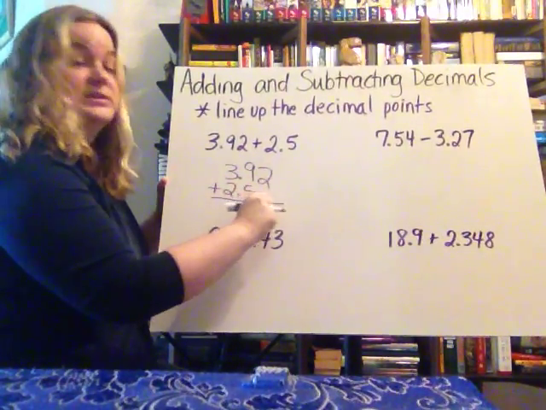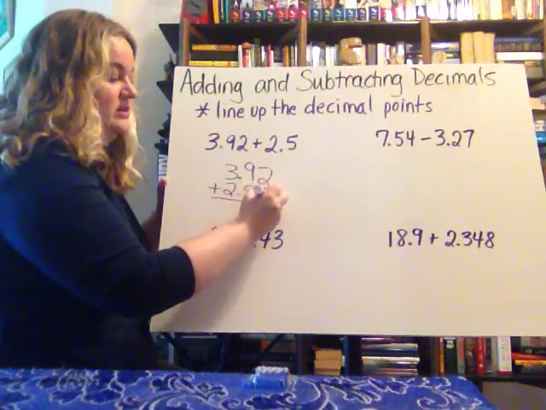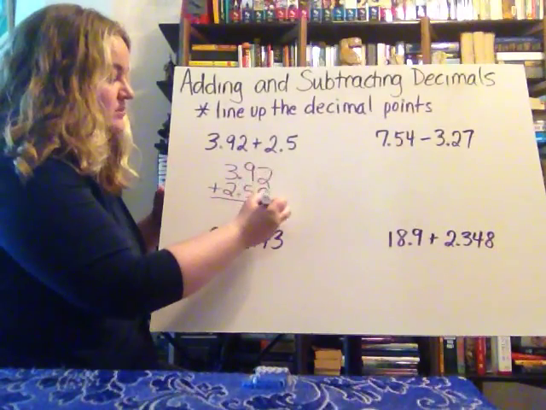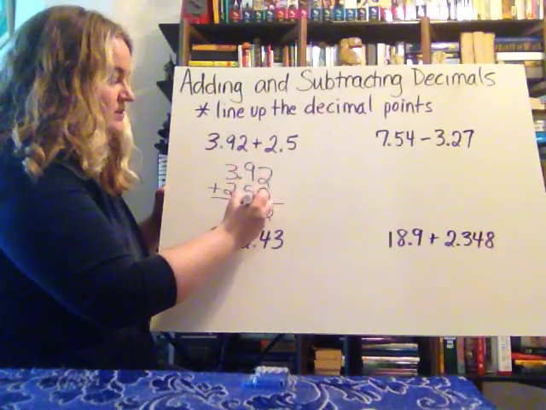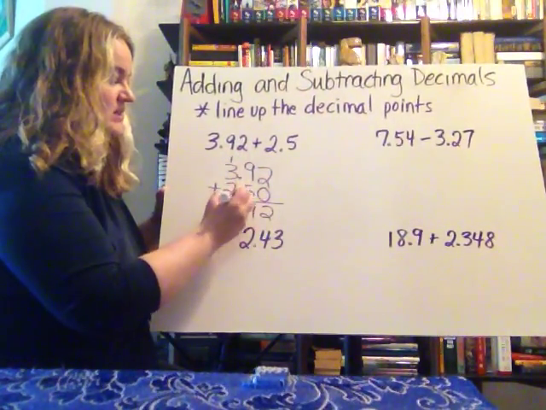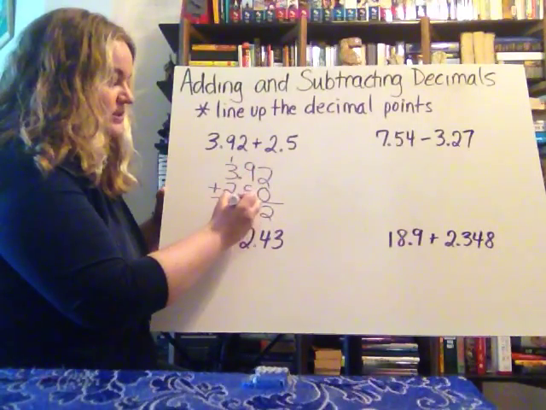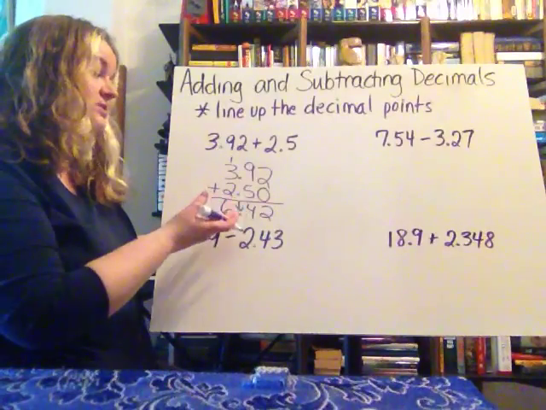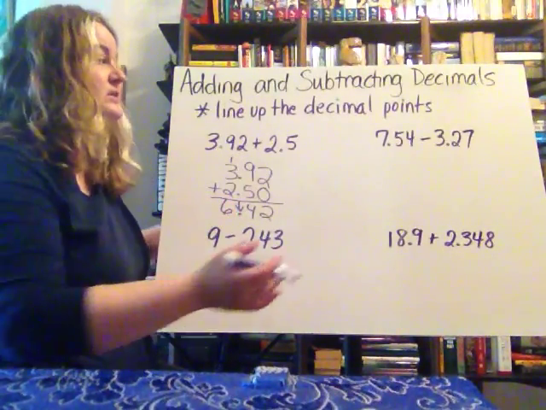And you see that this one isn't long enough, so we just put a 0 here as a placeholder. Okay? And then we simply add like normal. So 2 plus 0 is 2. And 9 plus 5 is 14. That would give me 6. And when you're done, you just literally drop your decimal point straight down, and that's your final answer. So the answer to this question would be 6 and 42 hundredths.